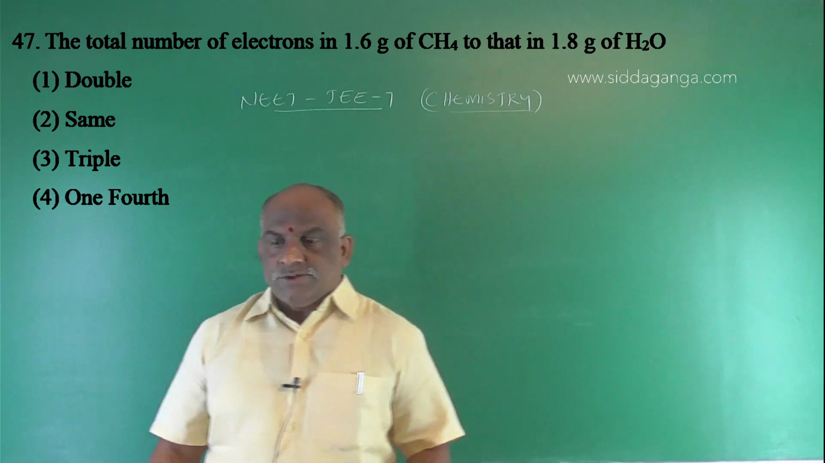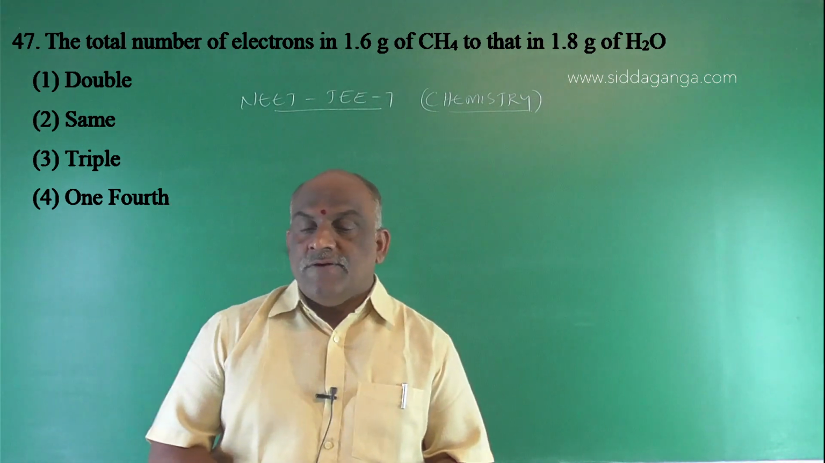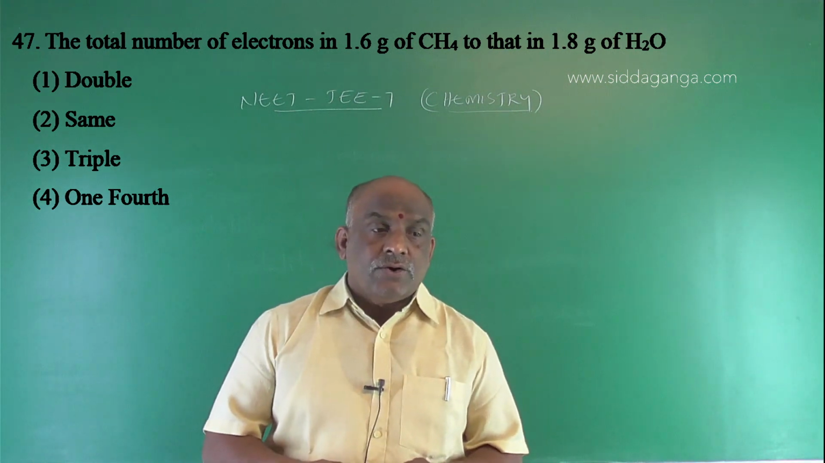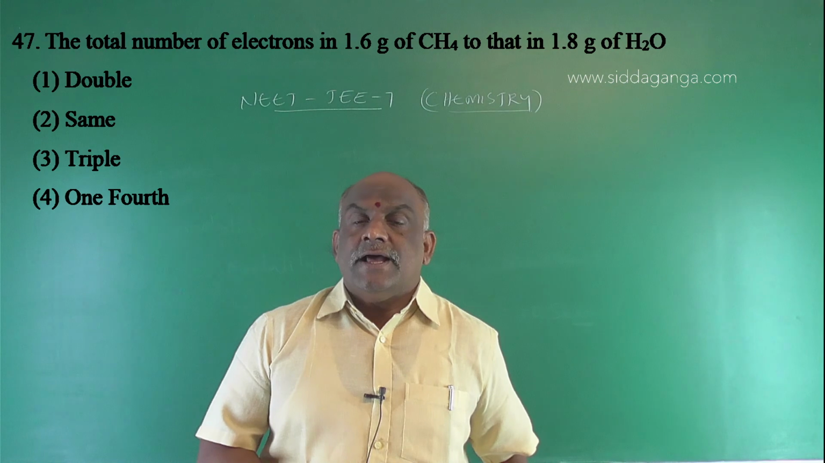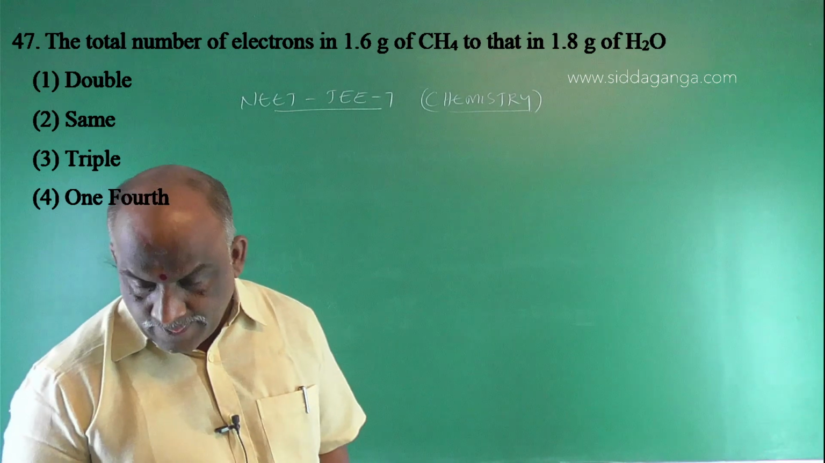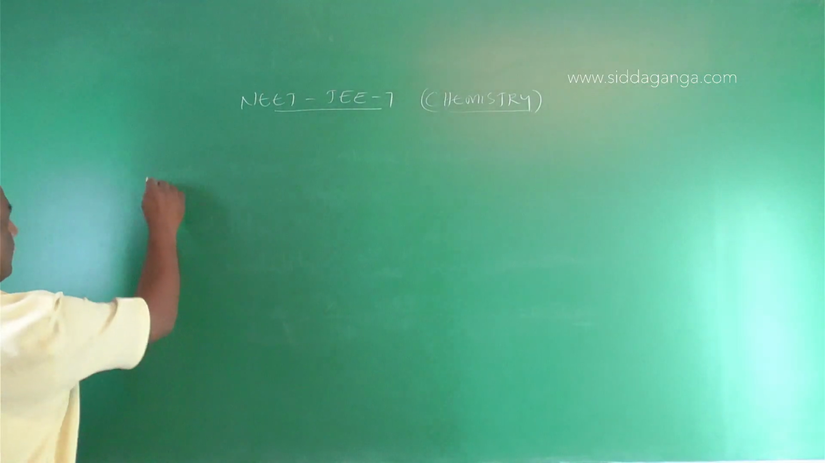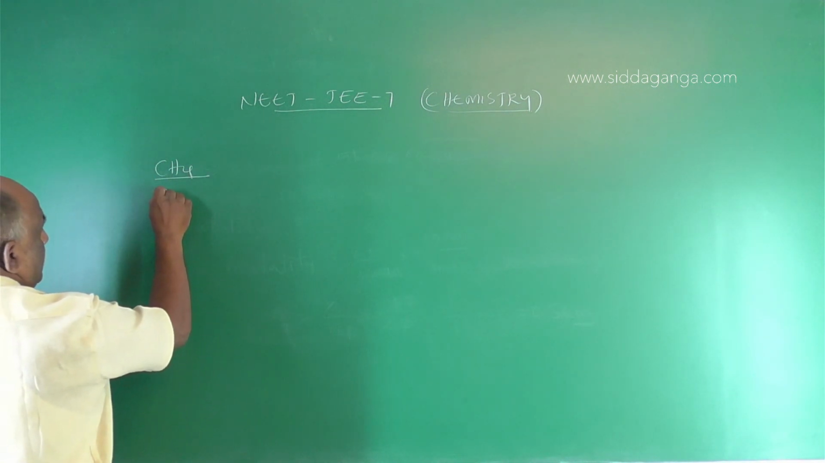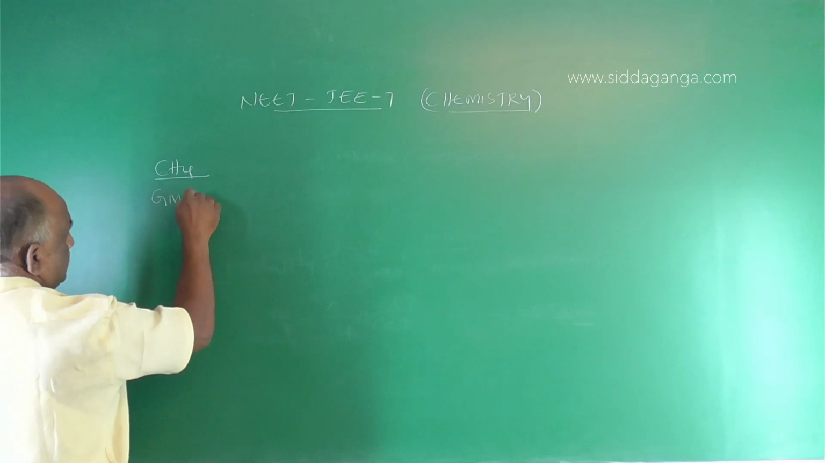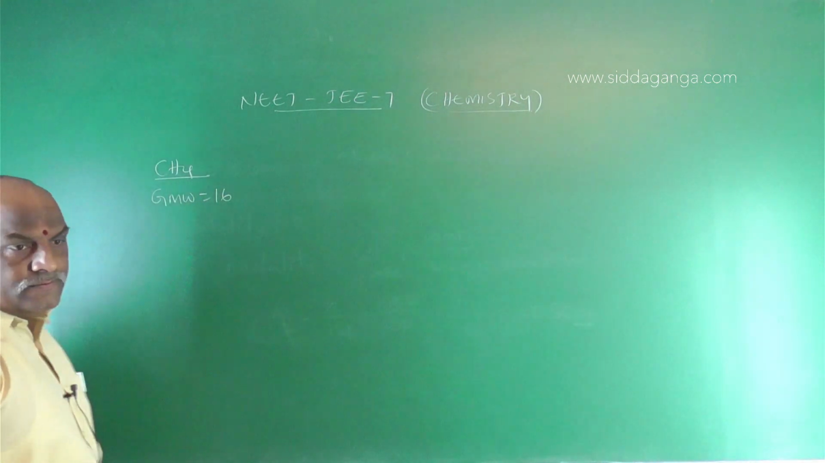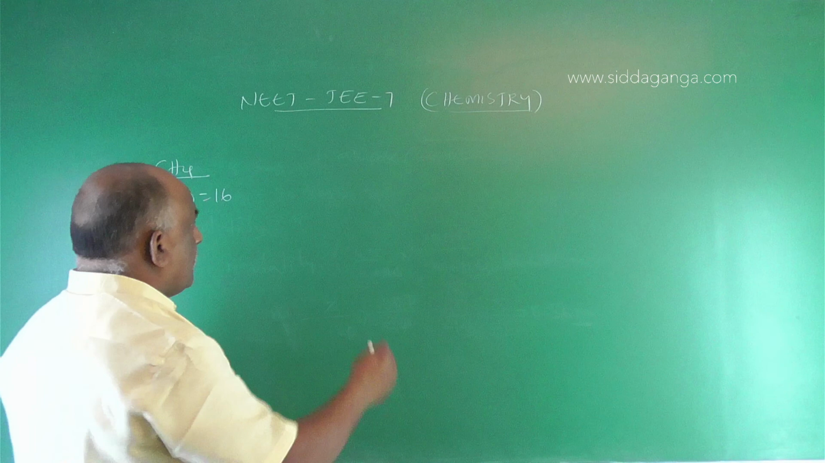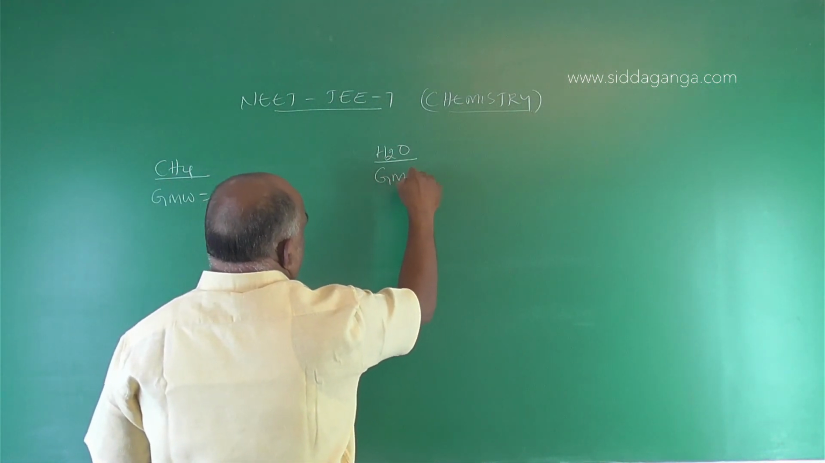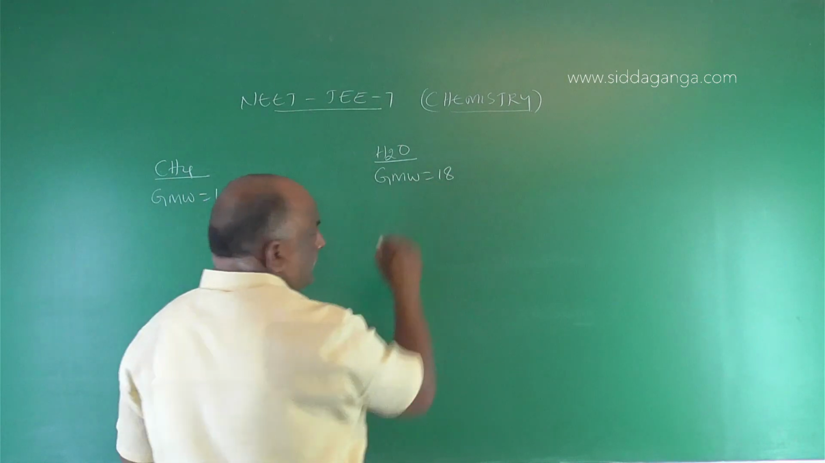So see the next question. The total number of electrons in 1.6 grams of methane and 1.8 grams of water. CH4 gram molecular weight is equal to 16. And on the other hand, water gram molecular weight is equal to 18.